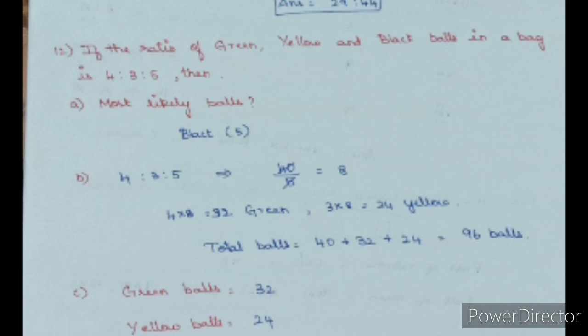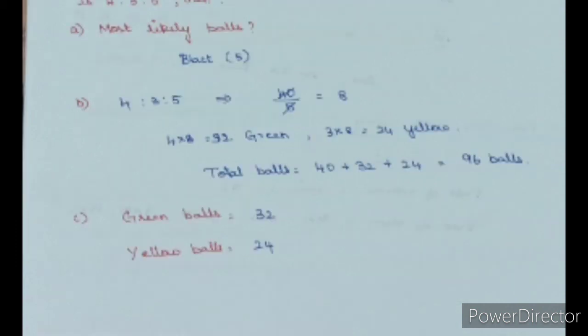We'll see the last subdivision. Find the number of green and yellow color balls. We have already found how many green color balls we have: 32 green color and 24 yellow color balls we have.